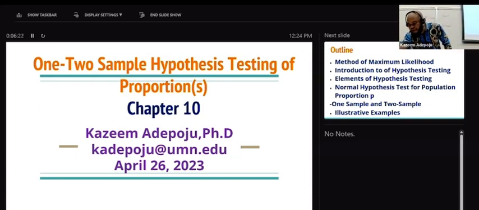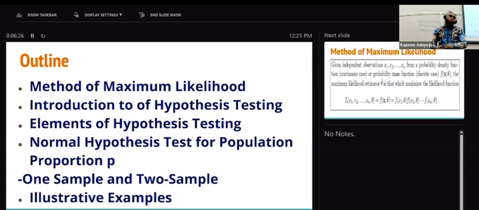But in the outline for today, I'm going to first walk you through the method of maximum likelihood. Why do I need the method of maximum likelihood? There's no way I'm going to conduct a hypothesis test without first having a way to estimate my parameter.